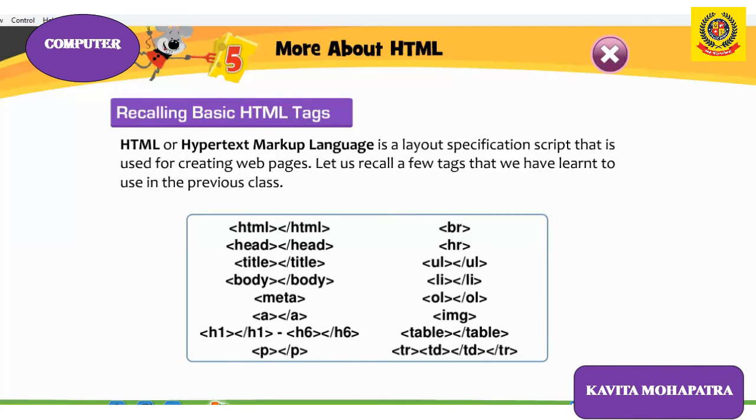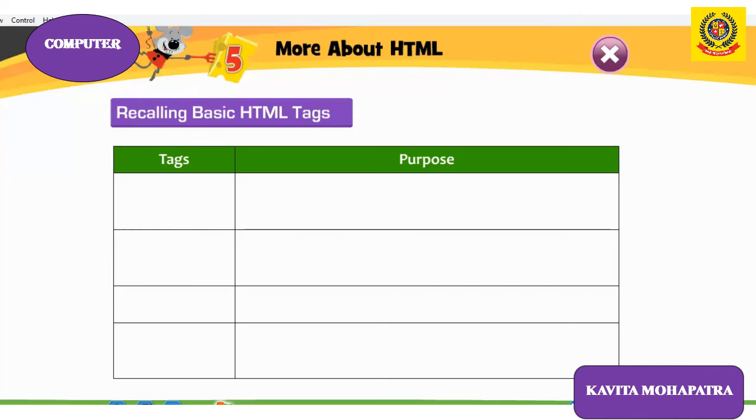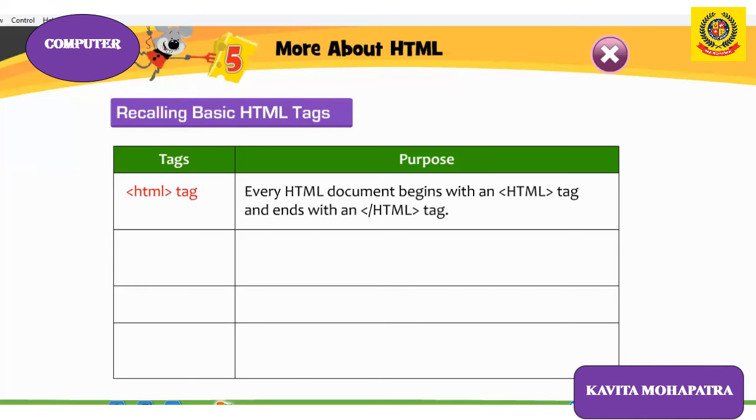Then <title> and </title>, you will give the title of the document. Inside the title, if you want to give anything, you can give. Inside the body you will write the contents of the document. Then H1 to H6, a total of 6 headings are given. Then we will learn how to create a table, how to create a list, everything in this class.